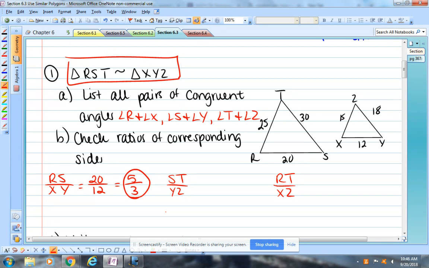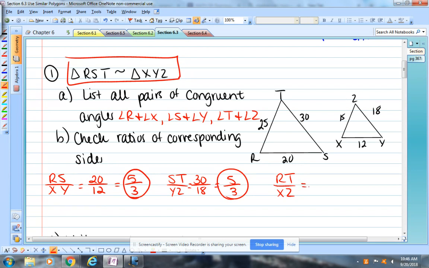All right, so what's the length of ST? 30 over what's YZ? 18. And those are both divisible by 6. And what does that reduce to? 5 over 3. So far, so good. We have equal ratios. And then we check the last set.